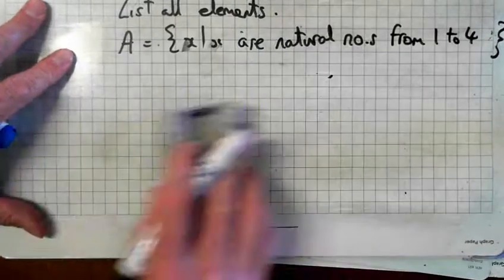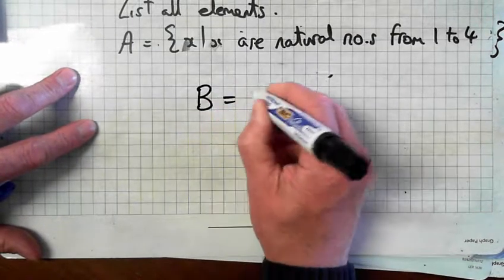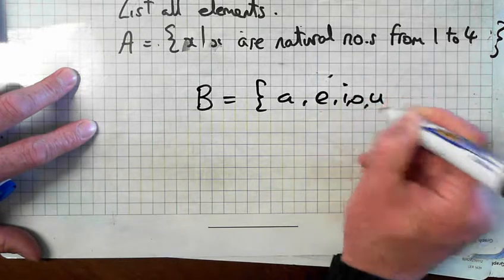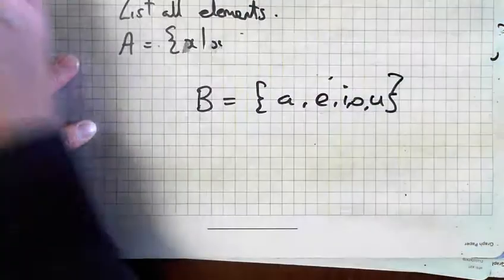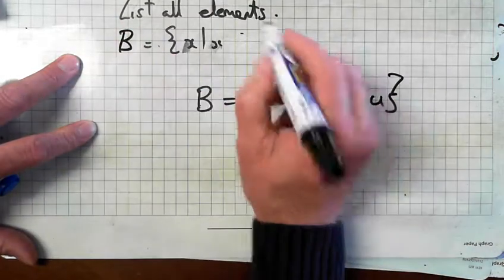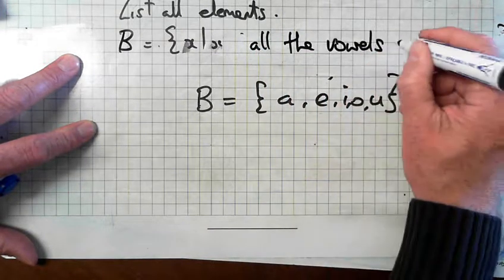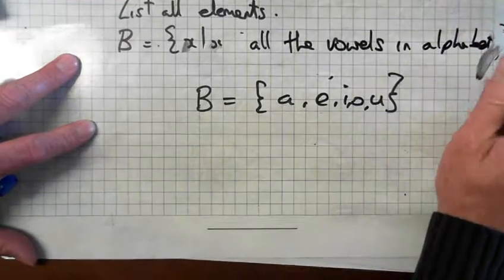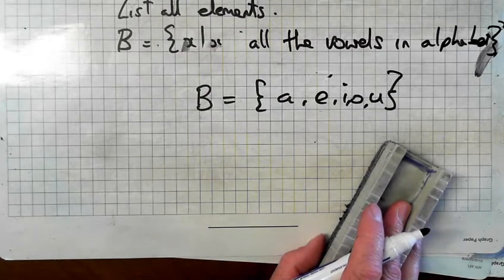Okay? If I give you another set, B is equal to A, E, I, O, and U. What are they? Vowels. So how do I write the statement? First of all, I write B, all the vowels in the alphabet, and curly brackets at the end. Do you understand that? Yeah. Alright. Now we're on to drawing sets.